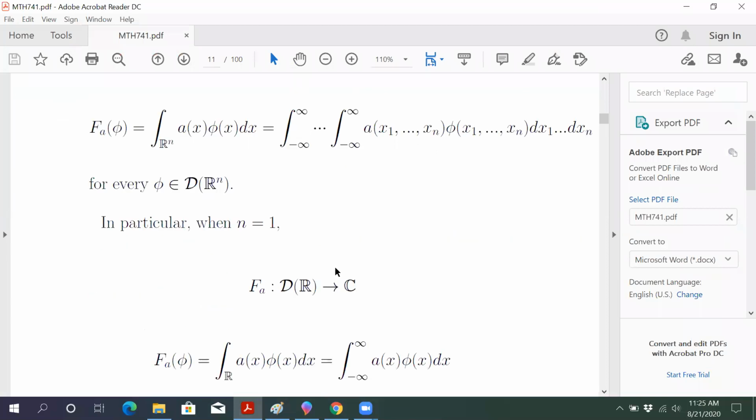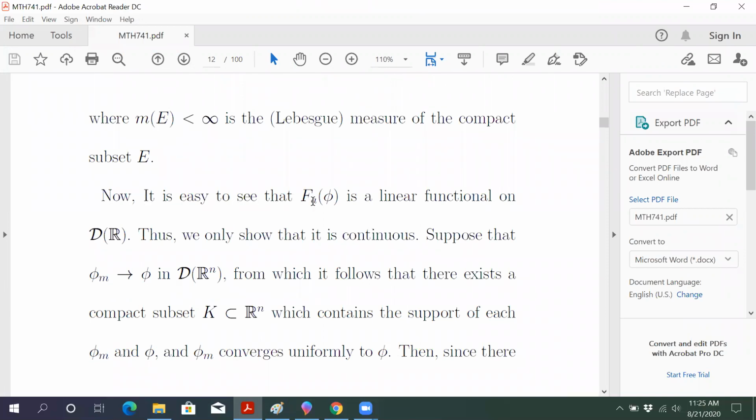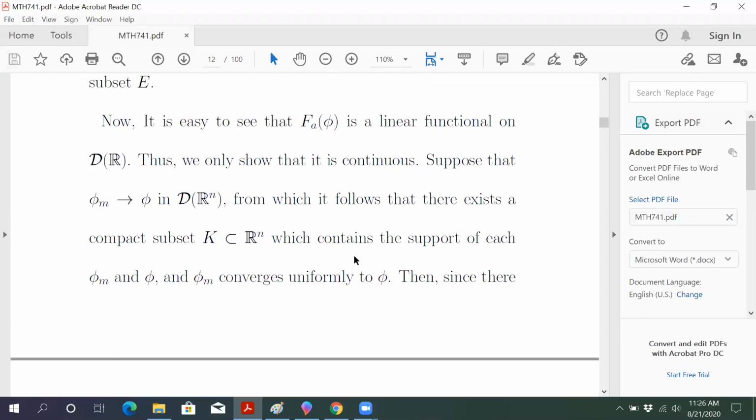You can see here, let's go back to here. It is easy to see that F_A, there is a typo here, F_A only. F_A is a linear functional on D(R^n), there is another typo here, sorry about that, fix it. We are talking generally, not only one dimensional. The linearity follows from the linearity of the integral. So fix it: F_A is a linear functional on D(R^n). Therefore, we only need to show that it is continuous.